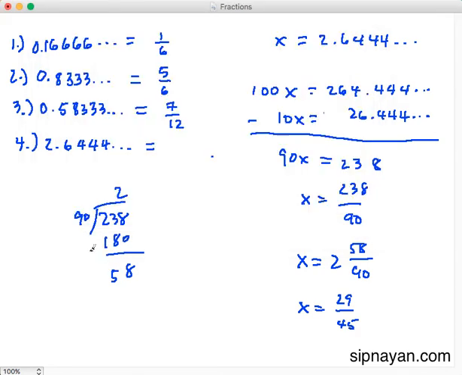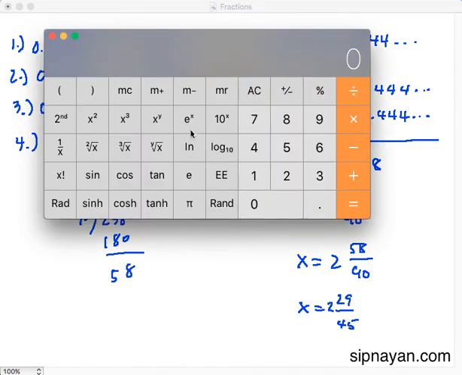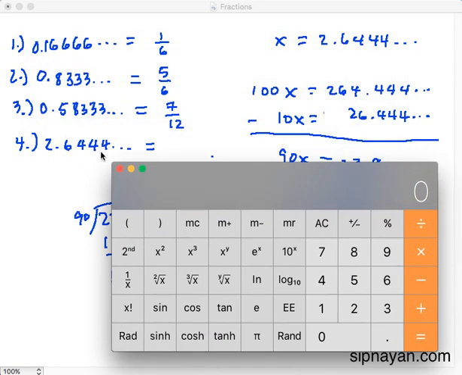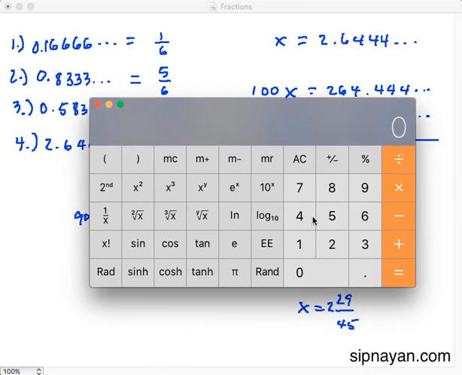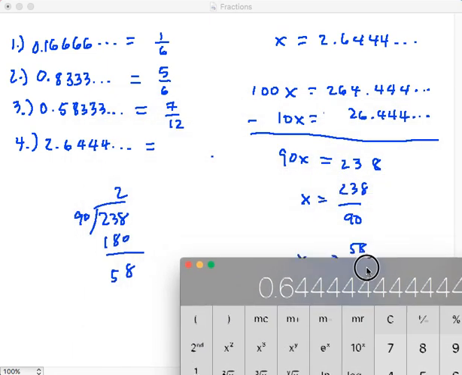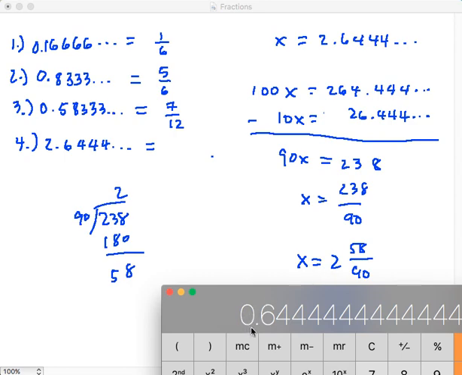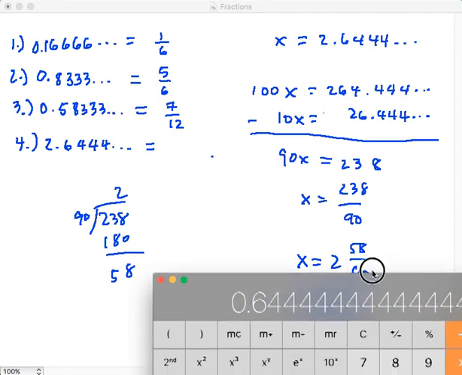Ah, sorry, nakalimutan natin yung whole number, no? 2 and 29 over 45. So, ang 29 over 45, dapat mag 0.6444 siya. 29 over 45. Okay, 0.6444. Tsaka may 2 siya, di ba? Kaya siya magkakaroon ng 2.6444.